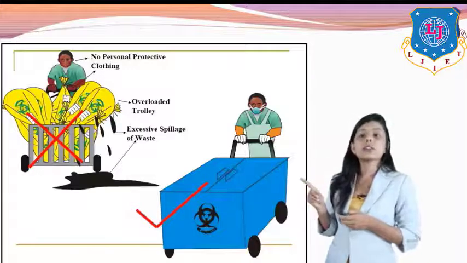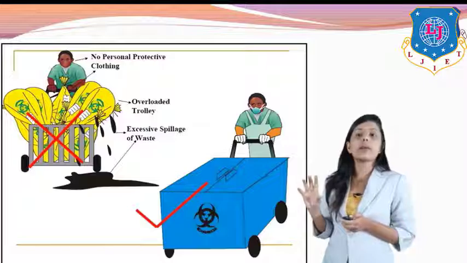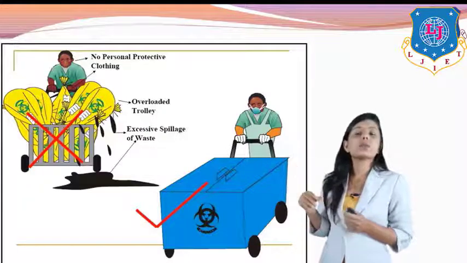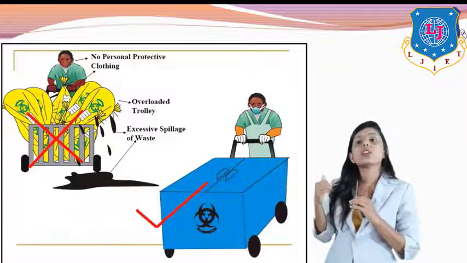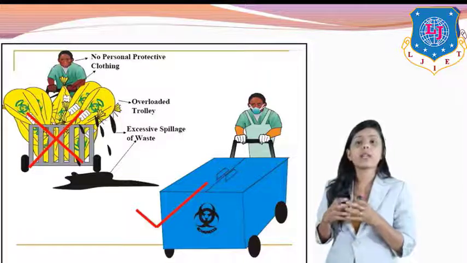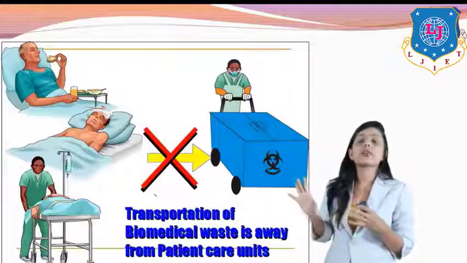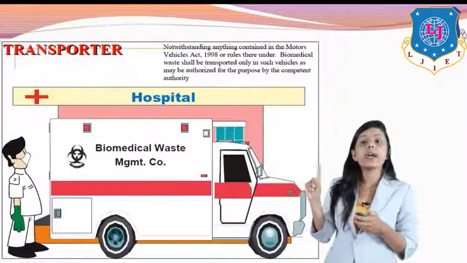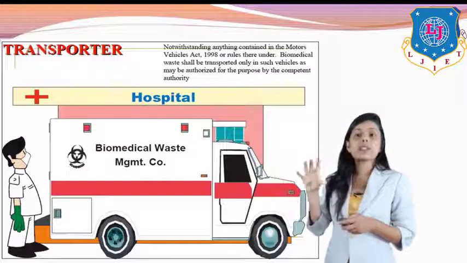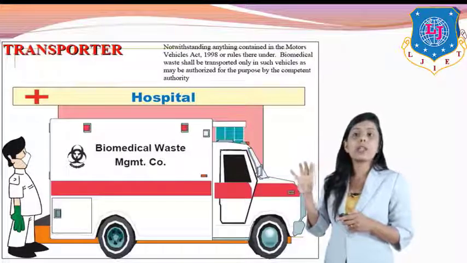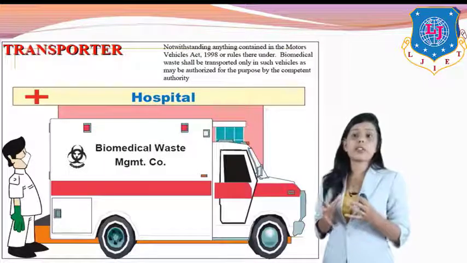Now, you can see here, this is a wheeled trolley, which is the correct way to transport biomedical waste, with the symbol of biomedical waste hazard. And the other person is not wearing gloves, the trolley is overloaded and there is no biomedical waste hazard symbol. This should be taken care of while transporting the waste. Transportation of biomedical waste should be away from the patient care unit. The vehicle transporting biomedical waste should have a symbol of biomedical waste hazard, and it should be written that the vehicle contains biomedical waste. So if there is an accident, people will act accordingly because it contains infectious waste.